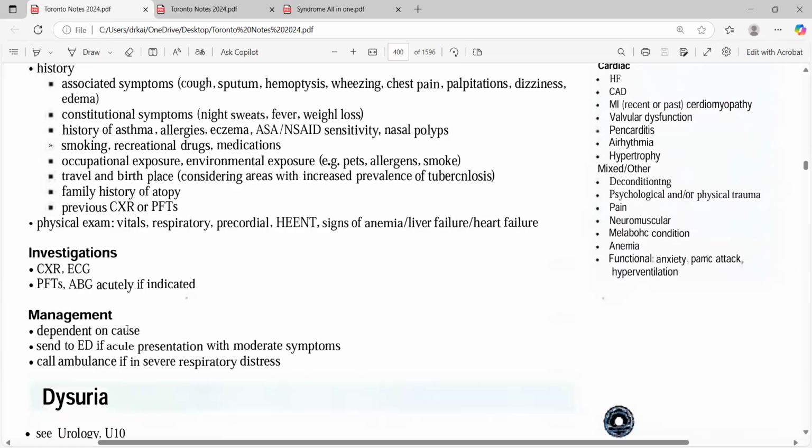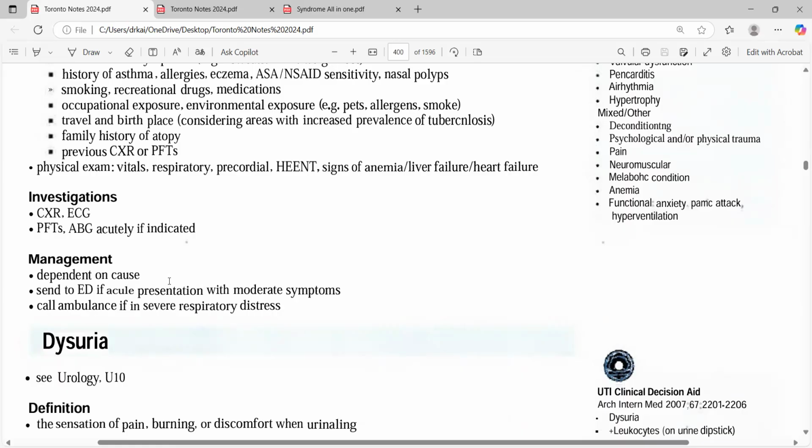Usually in children, I was talking about, please read Choosing Wisely one time. There is a lot of diagnosis that is supposed to be not done, and it's written in the Choosing Wisely. It will help you to find out where the diseases are clinical diagnosis, and it will save a lot of your time. Then comes the dysuria.